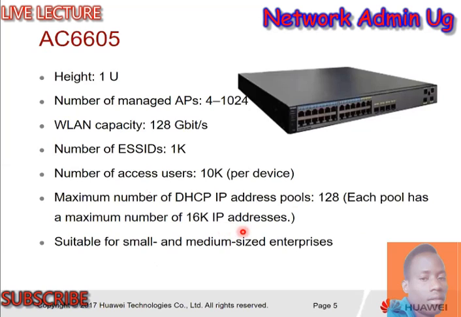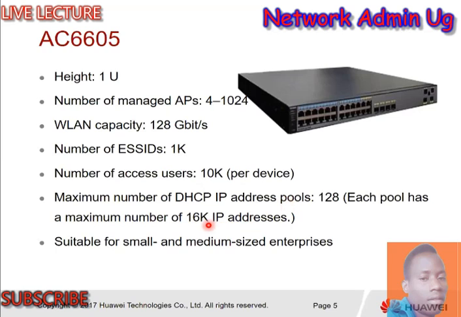The other device is the 6605, which gives you a higher capability than the other, because this one can hold up to 10,000 access devices for each of it. So this device, as you see it here, can support up to 10,000 devices connected on a network, and it has a maximum number of IP addresses that can give you a pool of up to 16,000 IP addresses, which is a very big number.